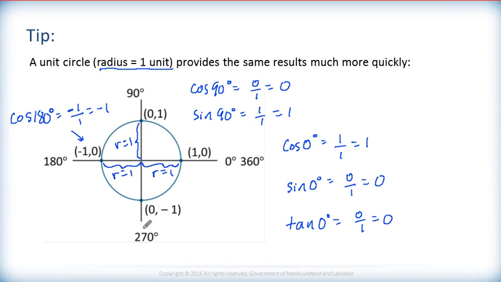You can do the sine of 180 for yourself, and you should also do some practice in finding the tans. For example, if I go back to the 90 degree angle, the tan of 90 degrees is y-coordinate over x-coordinate, 1 over 0, which is undefined because we're dividing by 0.